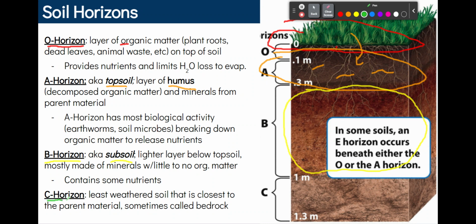And the C horizon is the least weathered. It's the furthest down, and it sometimes is called bedrock. Just like in Minecraft, if you play that, if you get down too deep, you hit bedrock, okay? It's the closest to the parent material, which is the original material that formed the soil, and the least weathered. The most weathered area would be the O and the A.